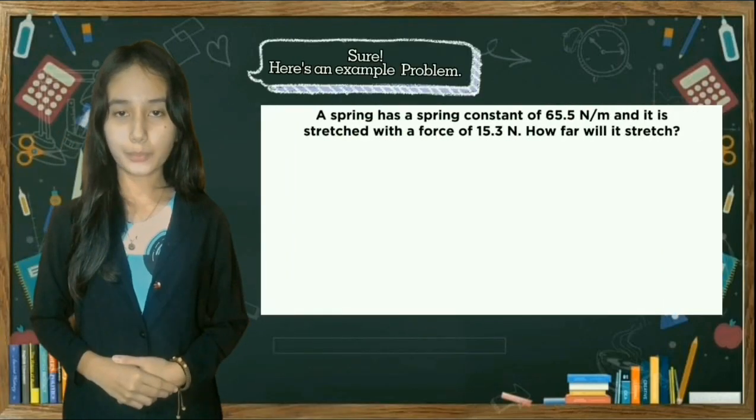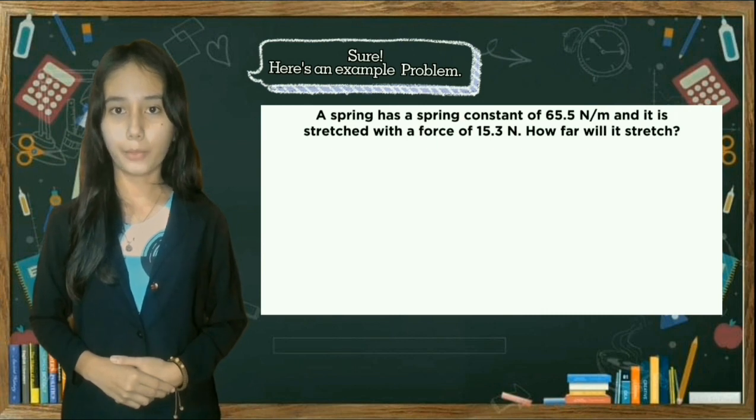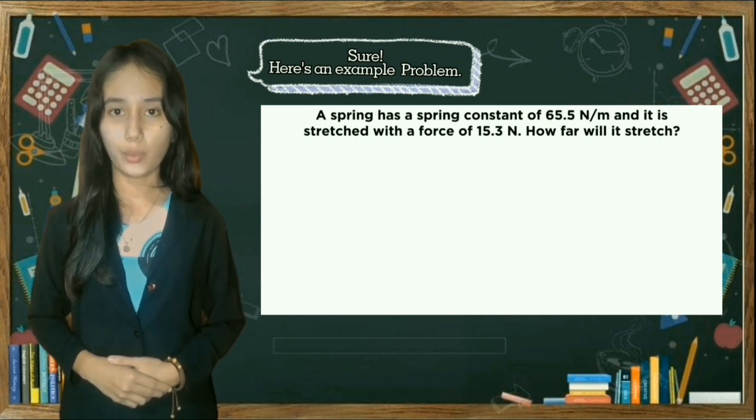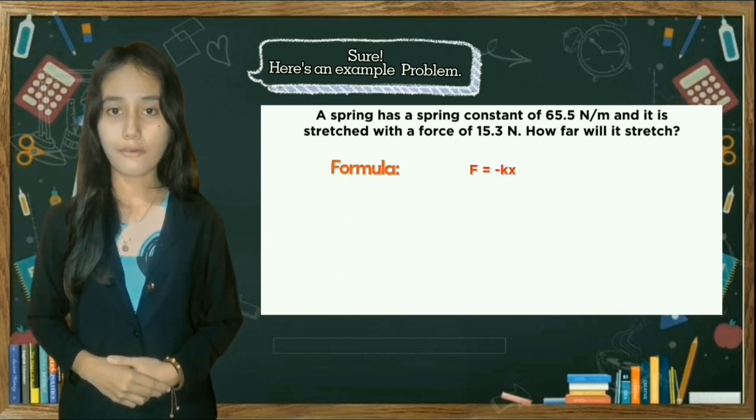A spring has a spring constant of 65.5 Newton per meter and it is stretched with a force of 15.3 Newton. How far will it stretch? So the formula that will be used is F equals negative kx. To solve the problem, first let's identify the given.